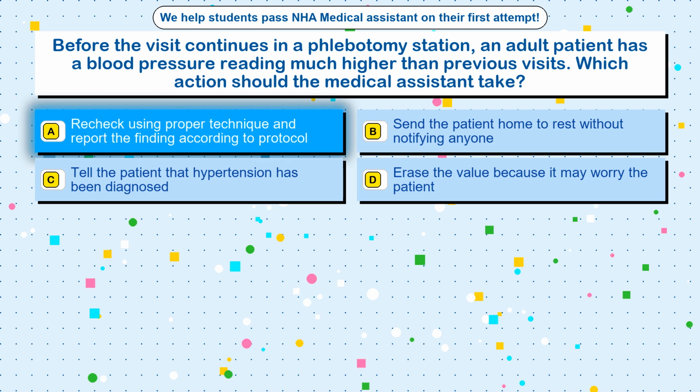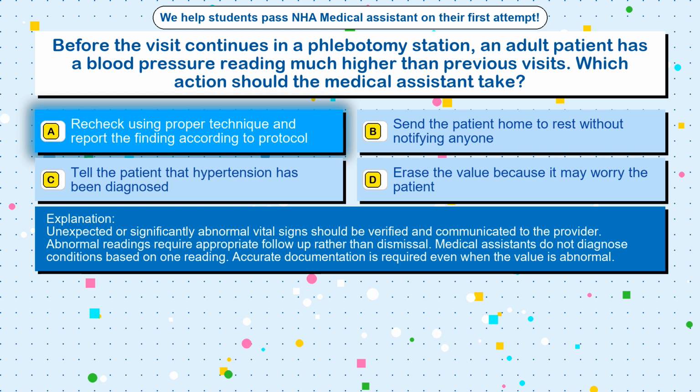The correct answer is option A. Recheck using proper technique and report the finding according to protocol. Unexpected or significantly abnormal vital signs should be verified and communicated to the provider. Abnormal readings require appropriate follow-up rather than dismissal. Medical assistants do not diagnose conditions based on one reading. Accurate documentation is required even when the value is abnormal.